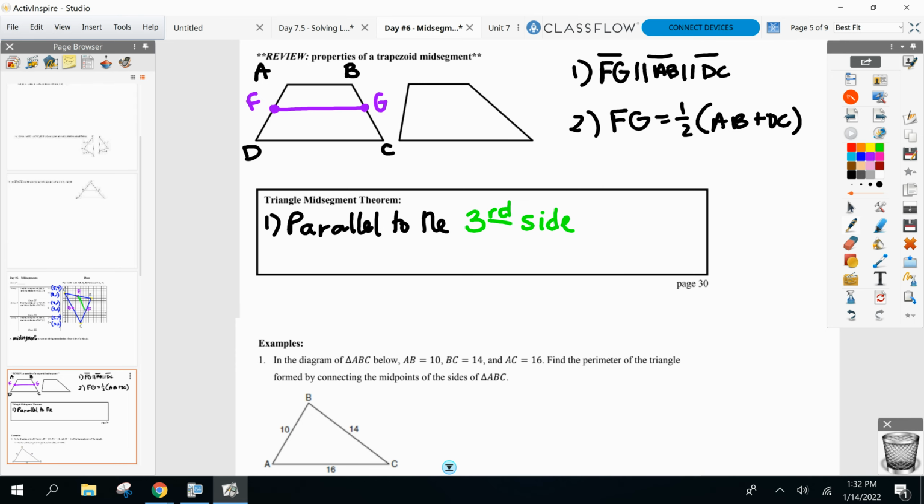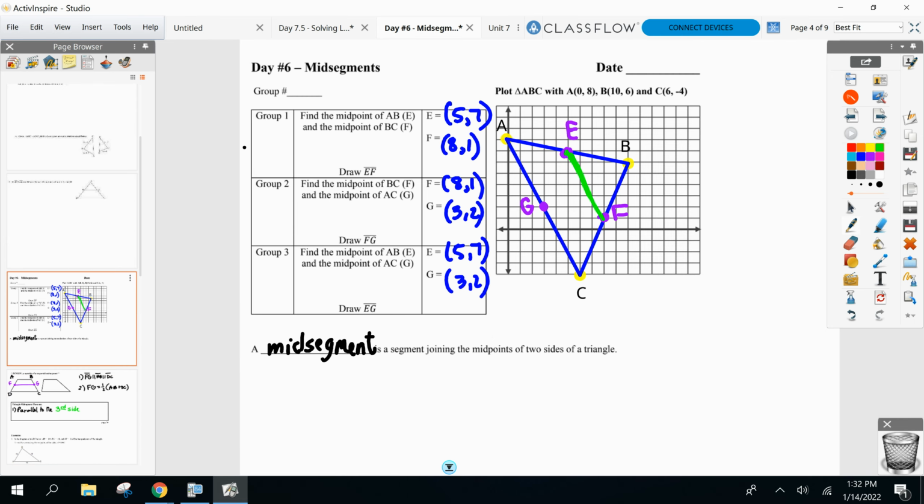Look back on your graph right now for me. I had you guys draw midsegment EF, right? When I say it's parallel to the third side, I mean the side that's not connected to it. So EF would be parallel to, what would be its third side? AC. Everyone agree? That's its third side, the side that's not connected to the midsegment. So midsegment EF is parallel to AC.